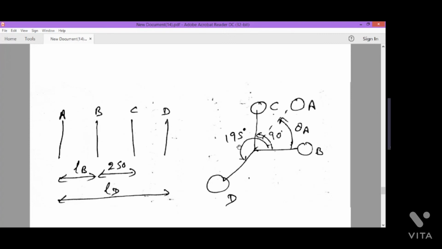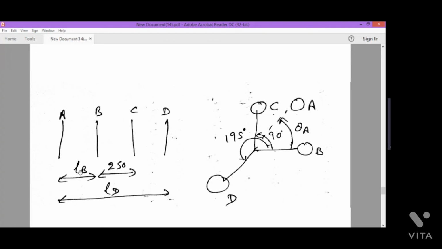I am not adding any additional balancing masses because the system is balanced because of the rotation of these four masses only. The angle between B and C is given as 90 degrees. The angle between B and D is given as 195 degrees. So I have taken B as the reference here. Distance between B and C is given.